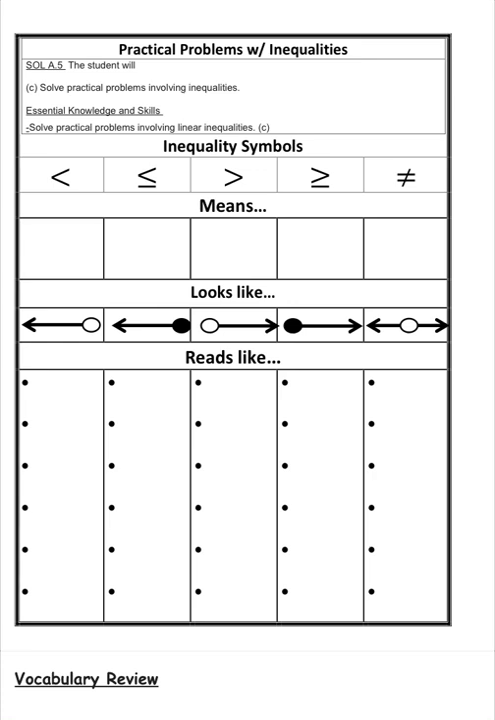For today's lesson, we will learn about solving practical problems with linear inequalities, SOL 8.5C. By the end of this lesson, you will be able to solve practical problems involving linear inequalities. So before we begin, let's review some of the inequality symbols and various things that go along with inequalities.